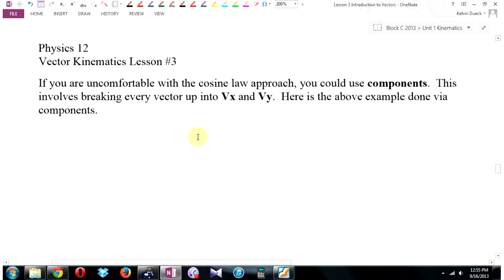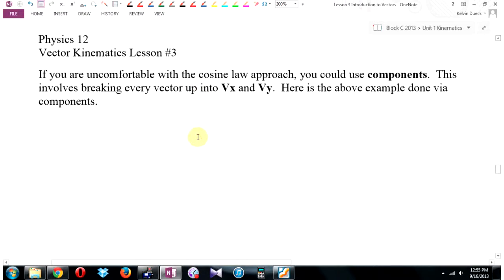Turn the page. I wrote down here, in a moment of unusual mercy, in a staggering moment of softness, that if you're uncomfortable with the cosine law and the sine law, you could do this all using components and SOHCAHTOA. And then I said, this involves breaking every vector up into a Vx and a Vy. And then I wrote, here is the above example done via components. You know what? I'm not going to do it.